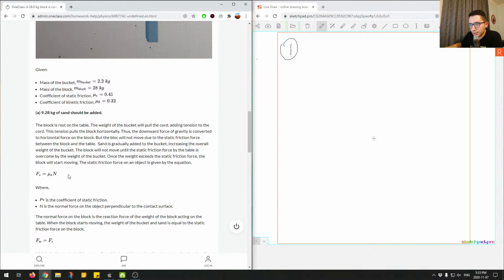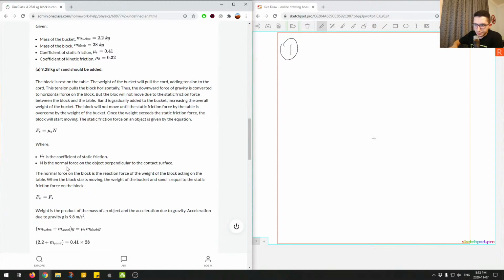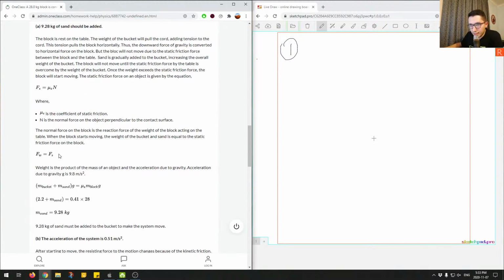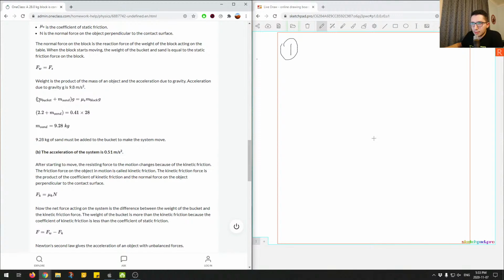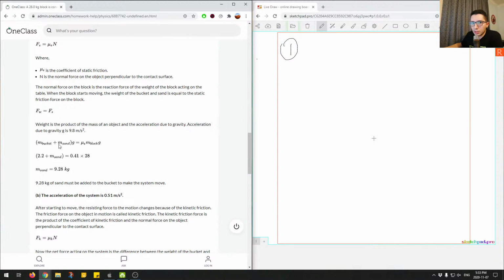So this is right here the equation of static friction. And they go on to defining the forces equation related to this system. And they end up with the solution of 9.28 kilograms. So let's go through that actually.